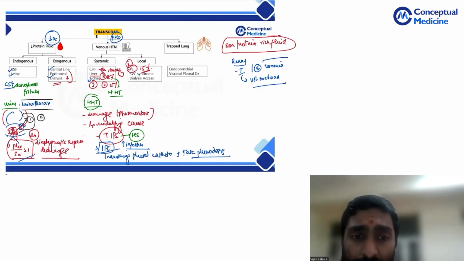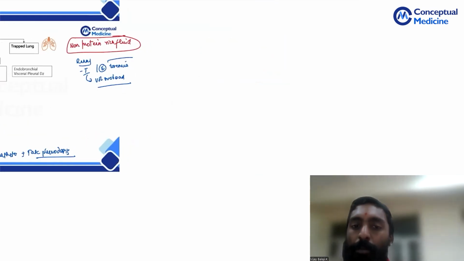Next, you can have SVC syndrome and dialysis access related. So this dialysis access related is a very interesting phenomenon.